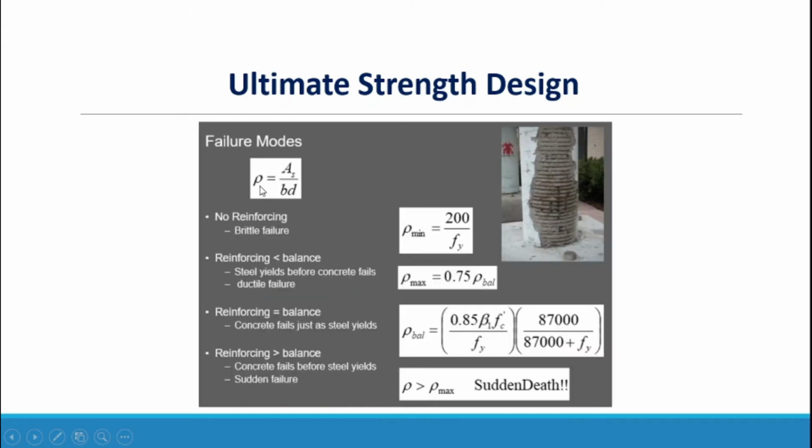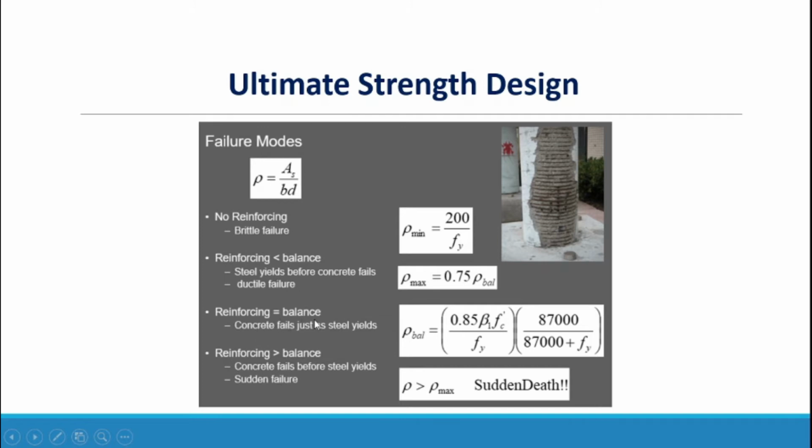For failure modes, we have rho, the reinforcement ratio, which is equal to As, the total area of steel, divided by b times d, the base times the depth of the beam. For no reinforcing, it means brittle failure. And for rho minimum, 200 over Fy, wherein Fy is the yield strength. And for reinforcing less than the balance, steel yields before concrete fails, and it is a ductile failure. And for rho maximum, we have 0.75 rho balance.